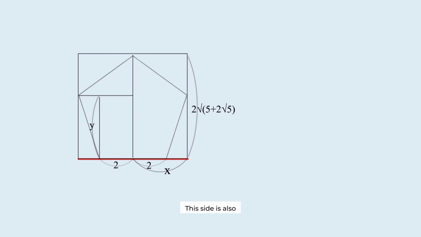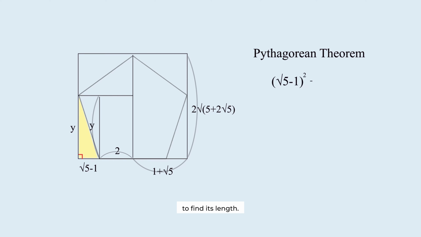This side is also a diagonal of the pentagon. Thus, its length is also 2 plus 2 root 5. This length is half of this side, so it is 1 plus root 5. This length is 2, so the length of this segment is 1 plus root 5 minus 2, which simplifies to root 5 minus 1. Since this forms a right triangle, we can use the Pythagorean theorem to find its length.